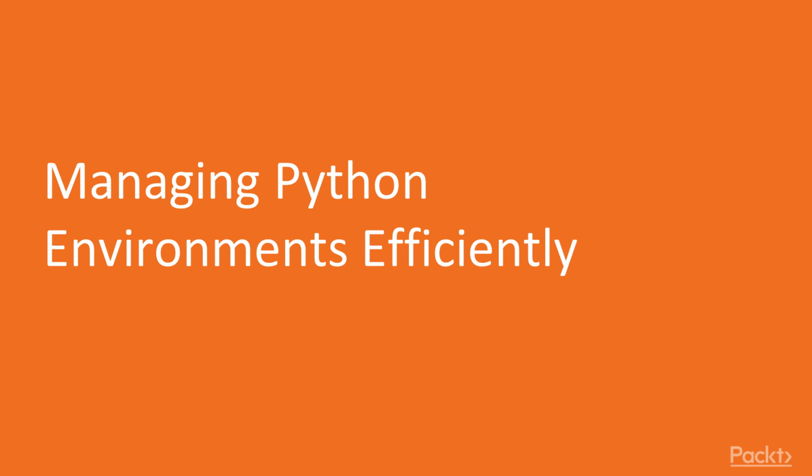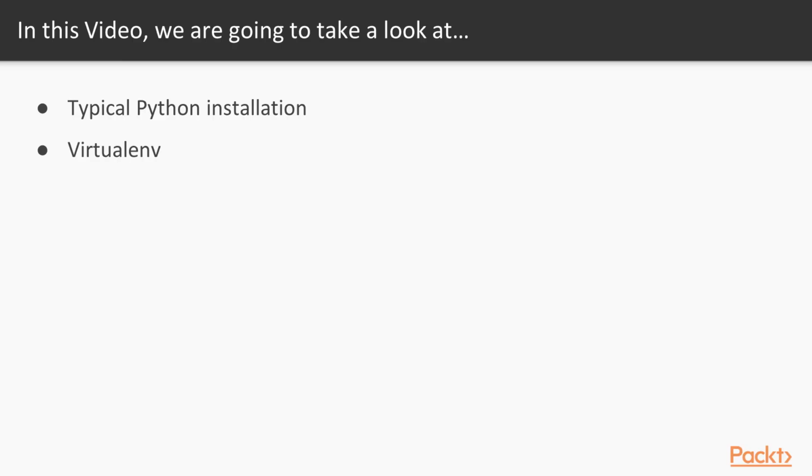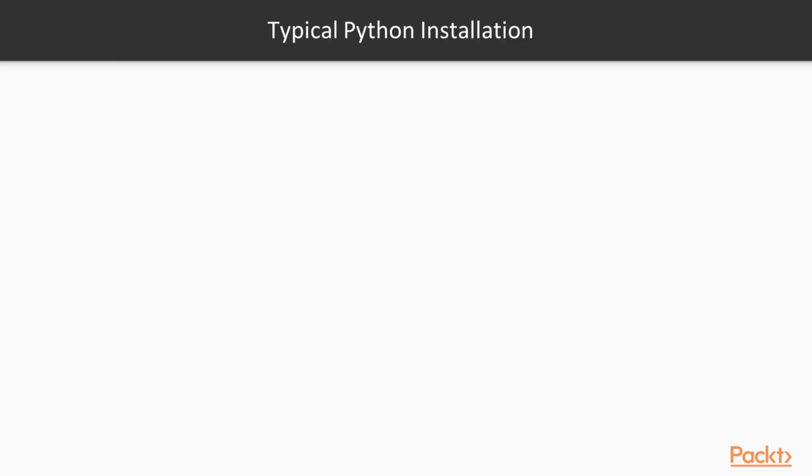Managing Python environments efficiently. In this video, we'll take a look at what a typical Python installation looks like and how we can use Virtualenv to manage multiple Python environments without affecting the global installation. First things first, let's see what a typical Python installation looks like. We'll talk here about a typical install on a Unix-like operating system. Windows installs are a bit different, but the main things are still there.